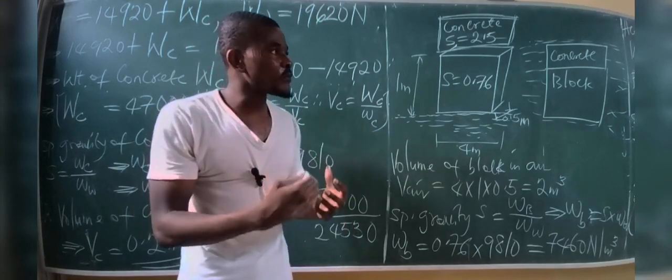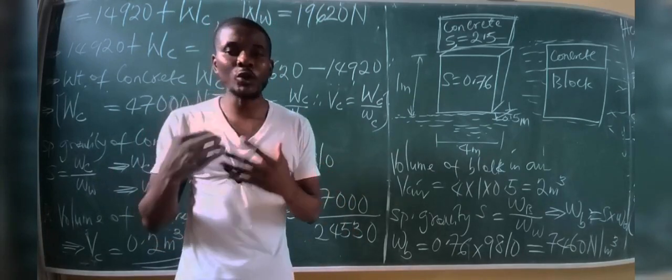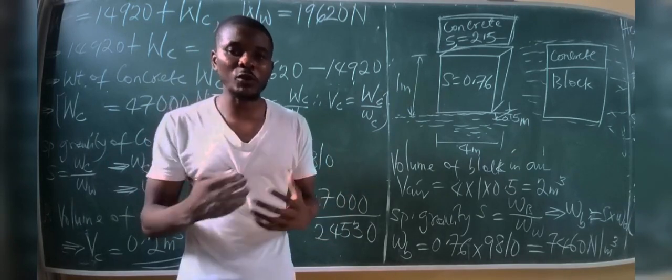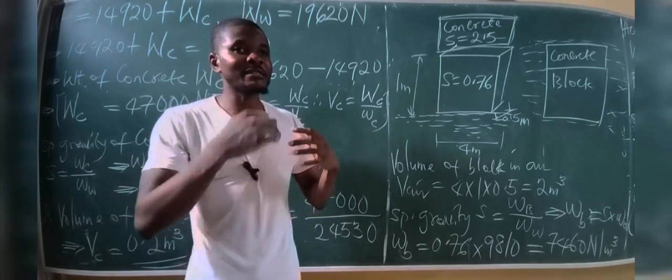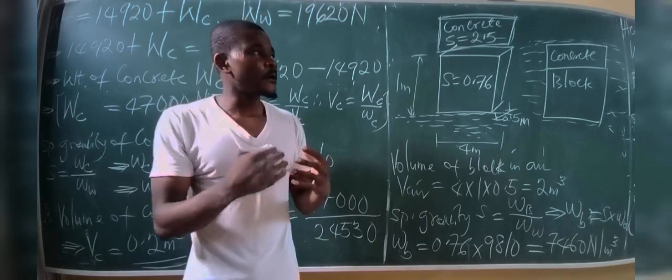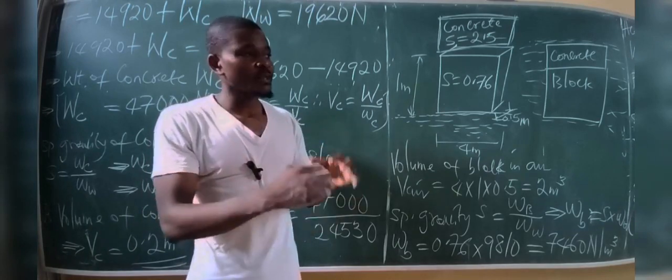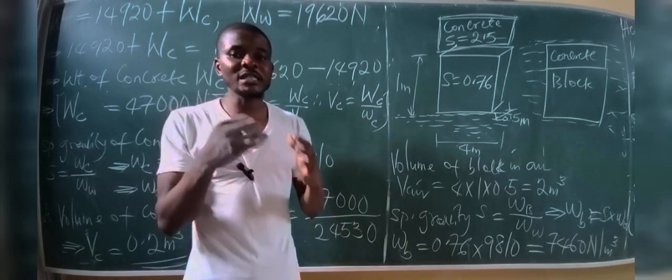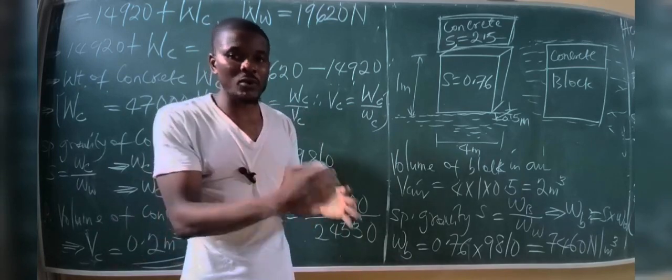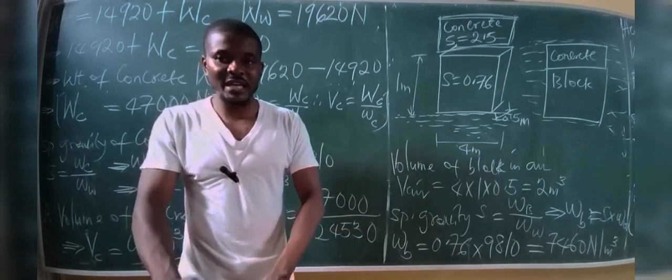Now, the volume of the object in air becomes what? Volume of the block plus the volume of the concrete. That is the total volume of the object in air. Then when submerged in water, it is still the volume of the block and the volume of the concrete, which are now completely submerged in water.